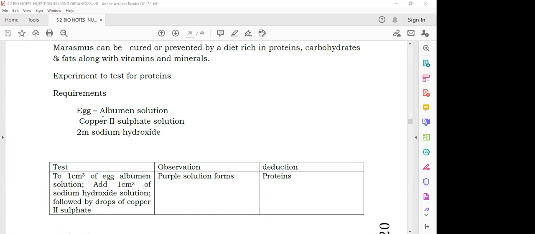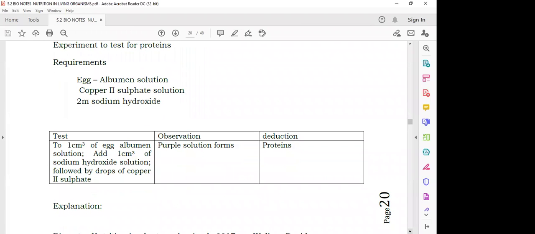These two are the ones we use for carrying out that test for proteins. We shall be able to see. We need 1 centimeter cube of the egg albumin, you add sodium hydroxide, and then later you add drops of copper 2 sulfate. If proteins are present, you get a purple or violet color forming. That is, in the reduction table you write proteins present.